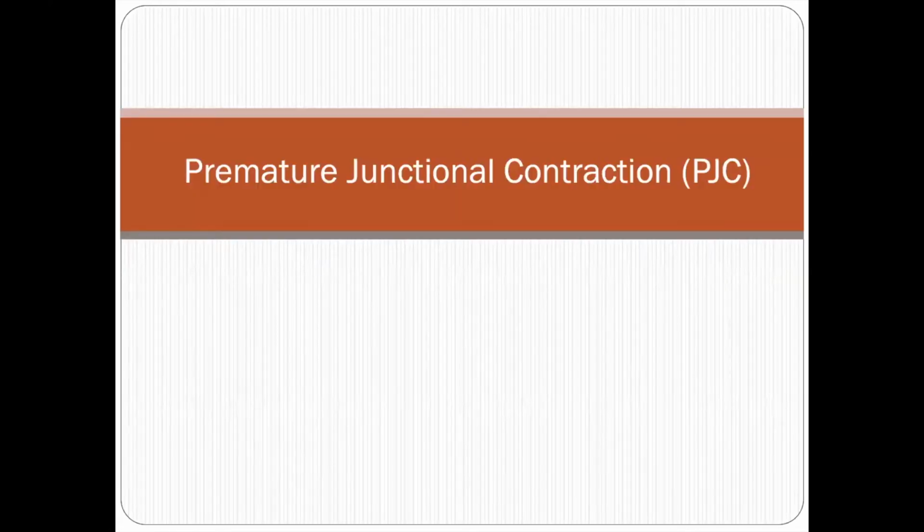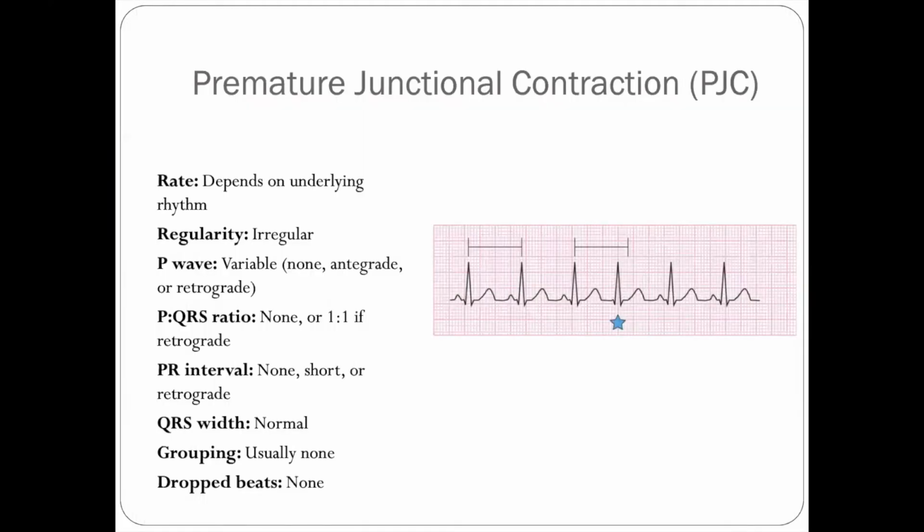So just like we had PACs, we also have PJCs. PJCs are junctional depolarizations that come prior to when they're supposed to. They meet all the same definitions that we had for a PAC, except in this case, it's initiated by the AV node and not from a P wave. So when you see a PJC, the QRS complex should look just like all the other QRS complexes, but you won't find a P wave that's initiating it.